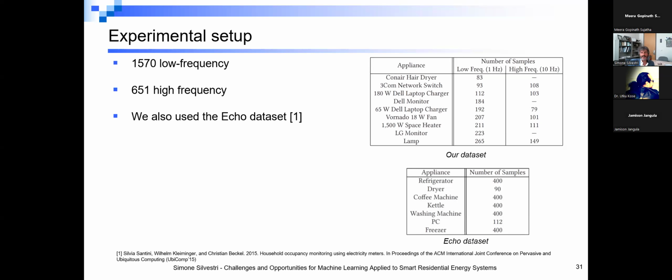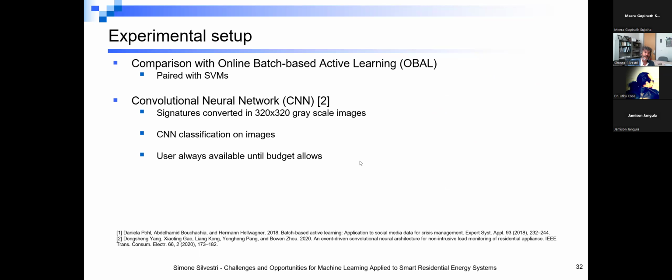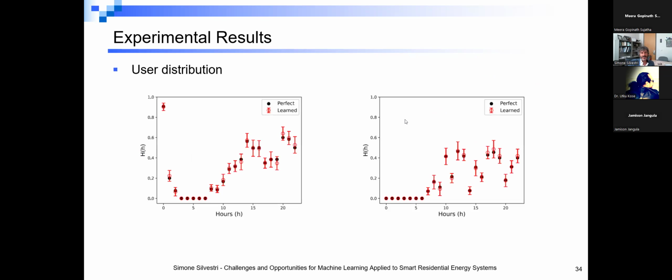And also we have used another existing data set, which is called the Ego data set. We compare with two approaches. One is based on SVM, this is called OBAL, and another is based on convolutional neural networks. And so now let me show you some results. First, we study the user distribution. So how good are we able to learn how available is a user at a certain time?